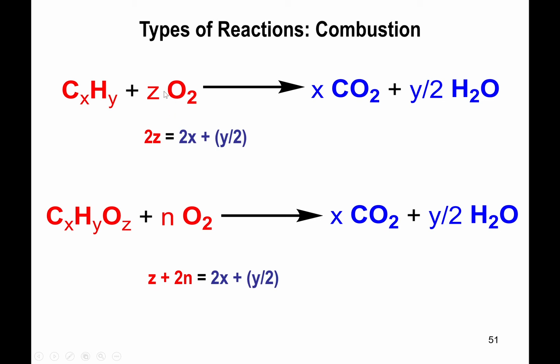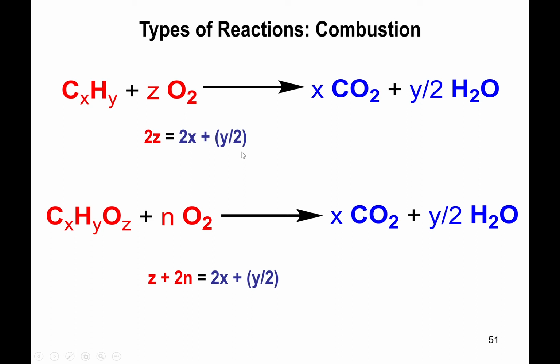But now you have to keep in mind that you haven't yet balanced the O2. So I'm putting this additional variable in front of O2 to balance it. And I'm doing the same thing down here. They're different because the second molecule here contains oxygen within the formula. So what you do is you say, okay, we know that on the right side we're going to have 2x plus y over 2 amount of oxygens. On the left side for the first equation, we have to have 2 times z. That's all the oxygen that we have on the left side. But over here we have z, which was part of the original compound, in addition to 2 times n. So z plus 2n better equal 2x plus y over 2. And up here, 2z better equal 2x plus y over 2.